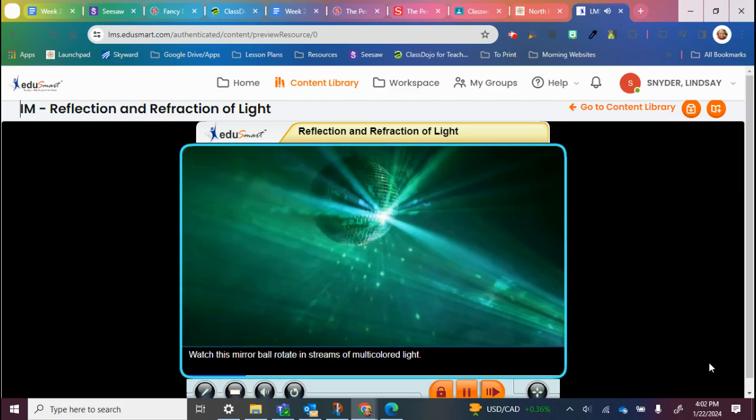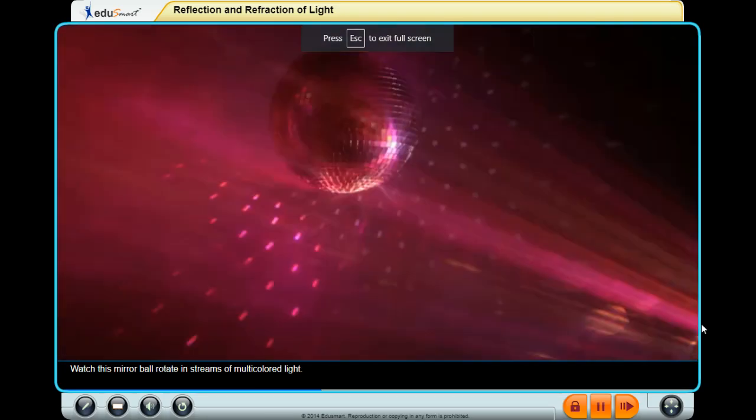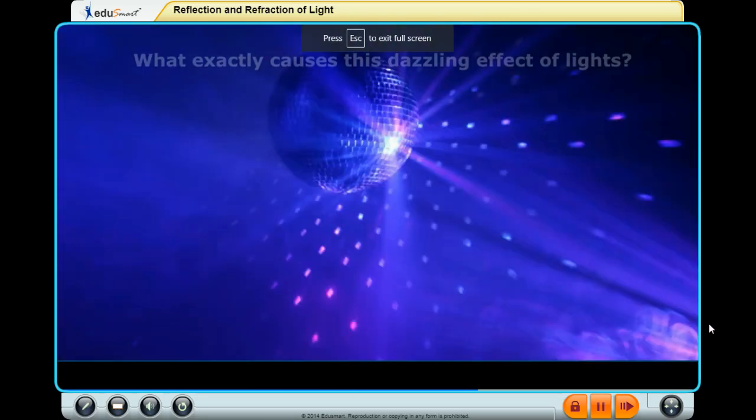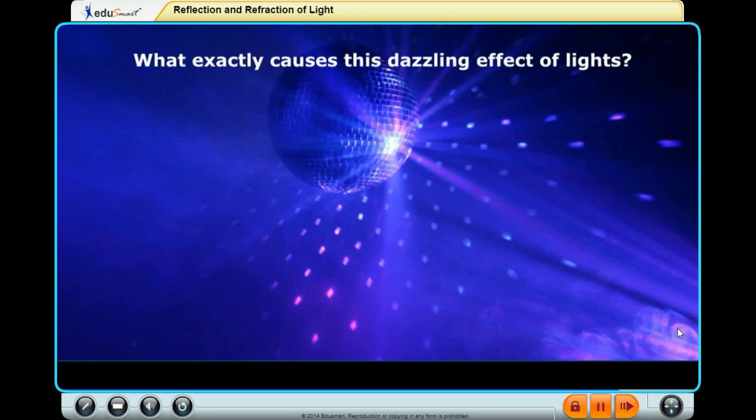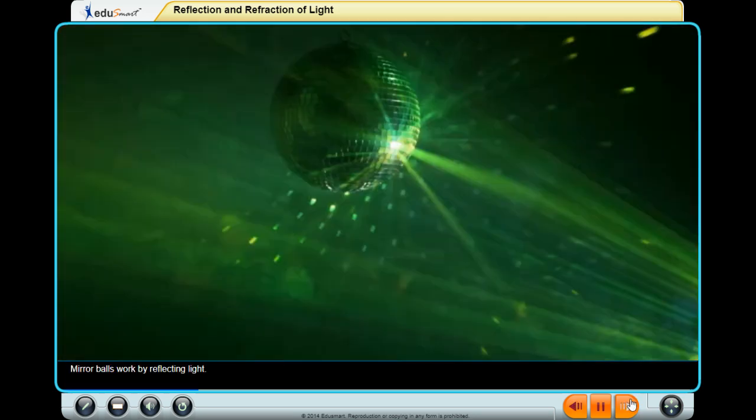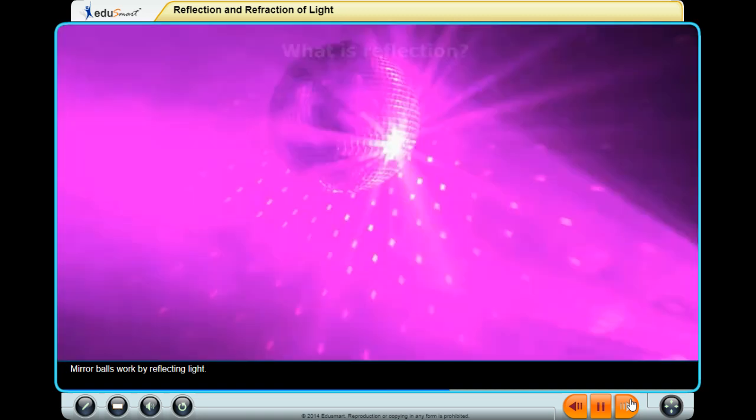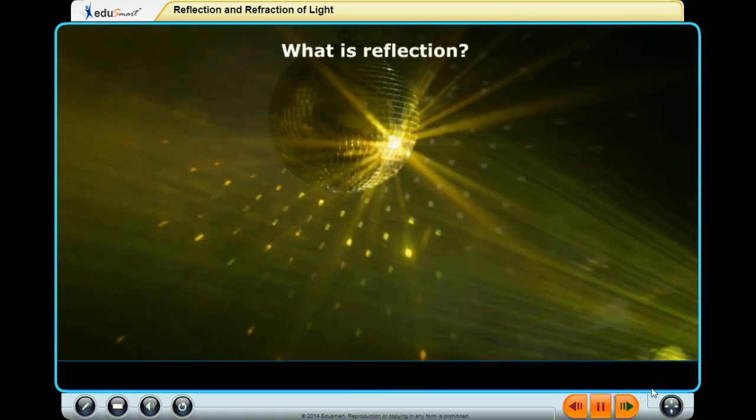Watch this mirror ball rotate in streams of multicolored light. What causes this dazzling effect of lights? Mirror balls work by reflecting light. What is reflection?